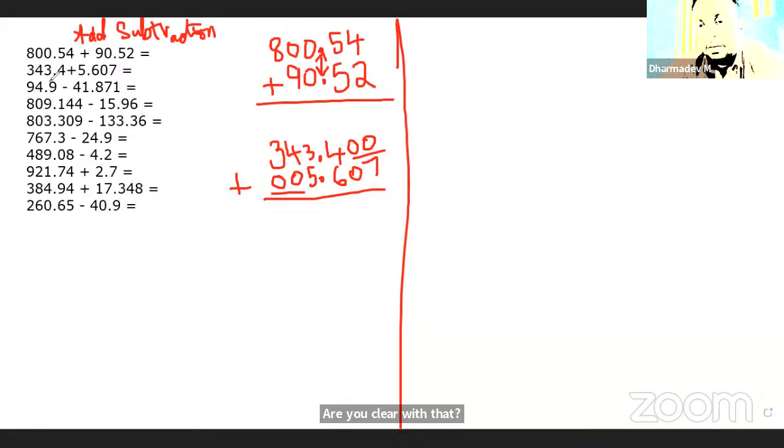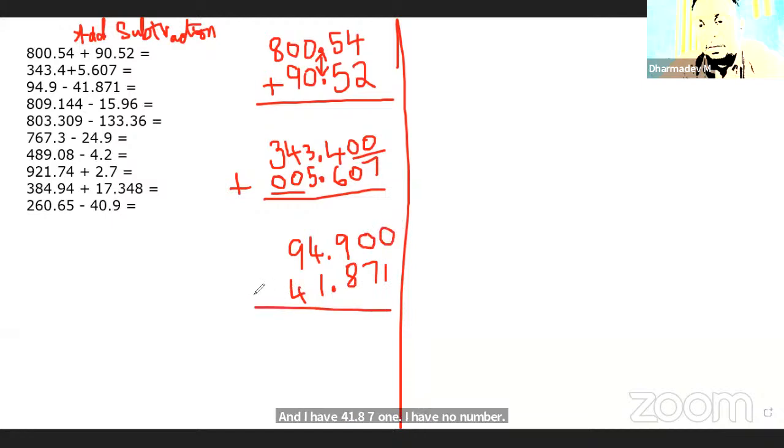Okay. The third question is the same. It's 94.9 and I have 41.871. I have no number, then I'll just write a 0 and it's a subtraction, so I carry 8 and this is 10. That becomes 9 and this is now 10.